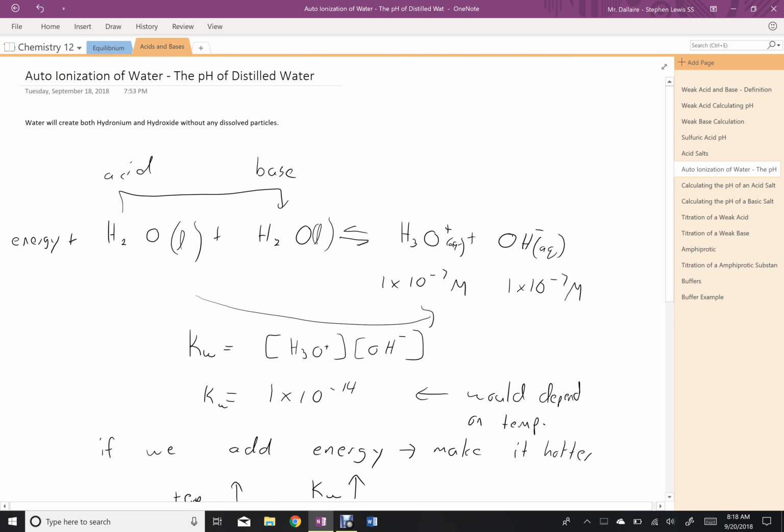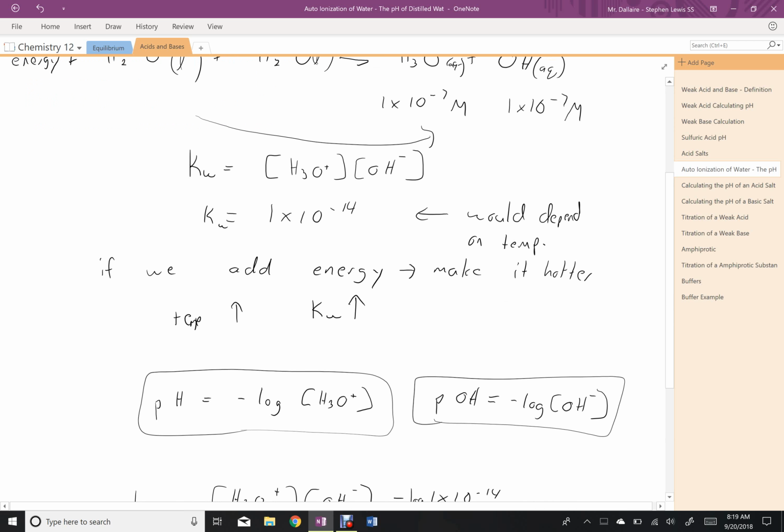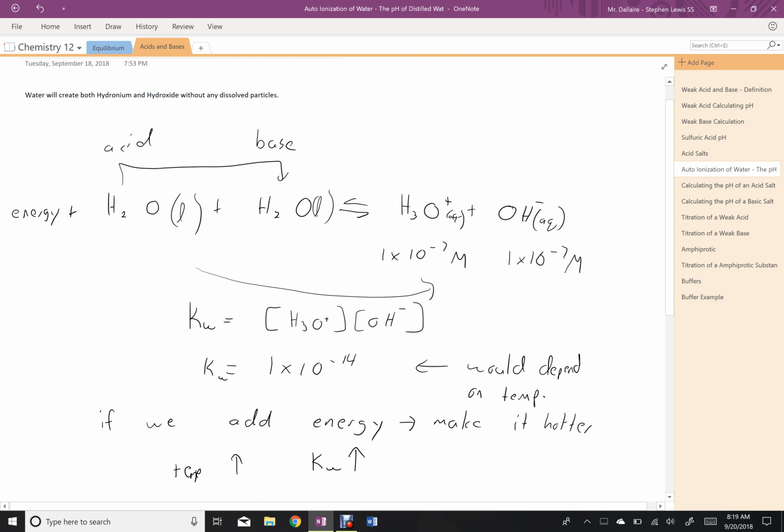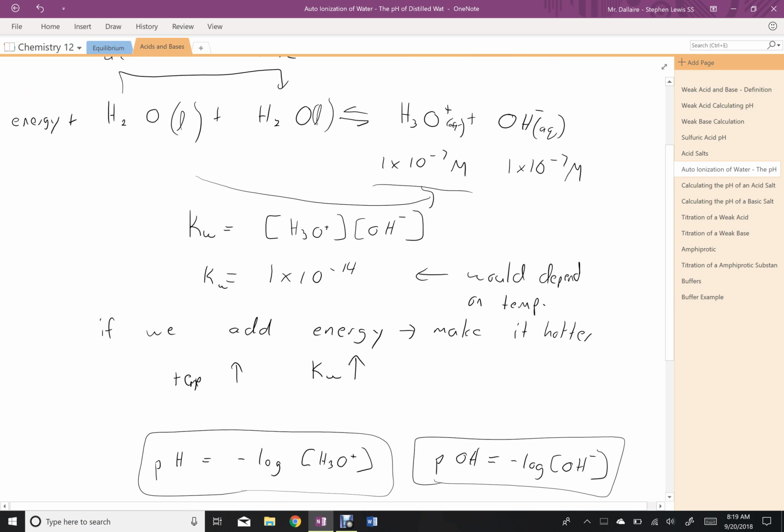So, with just water, no particles in it, the water can act as an acid and some of the other water can act as a base. One water can donate a hydrogen to another water. That creates hydronium and hydroxide. And then that hydronium and hydroxide will naturally populate in distilled water at a normal temperature up to 1 × 10⁻⁷ molar. Using that, recognizing this is an equilibrium, we can write the equilibrium expression and come up with the Kw, or the equilibrium constant for pure water.